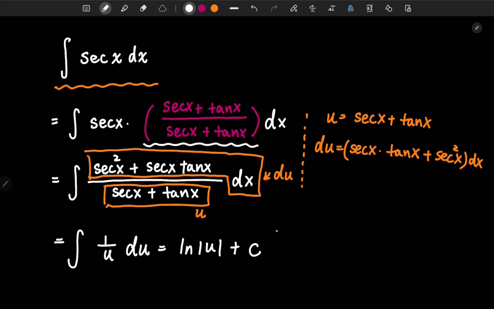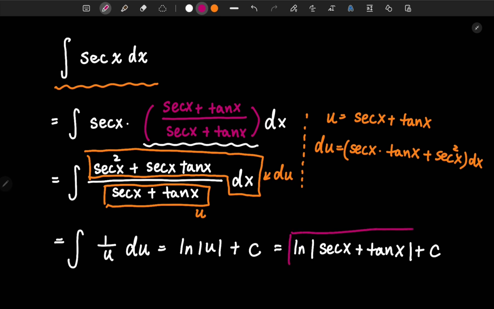Now we are almost done with the question. Our last step is to substitute u back to x, which we know ln of u would be ln of secant x plus tangent x, the absolute value of that, and then plus c. And here we have the final result for this question.